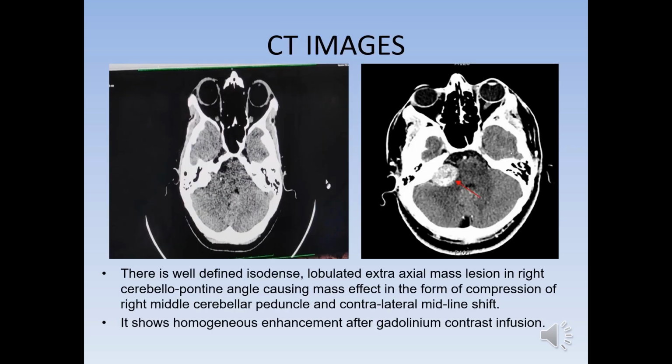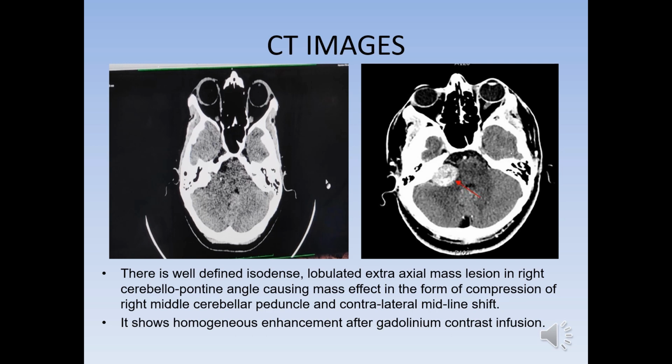Non-contrast CT revealed a well-defined isodense lobulated extra-axial mass lesion in the right cerebellopontine angle, causing mass effect in the form of compression of the right middle cerebellar peduncle and contralateral midline shift. However, the fourth ventricle appears normal and no signs of obstructive hydrocephalus were seen.